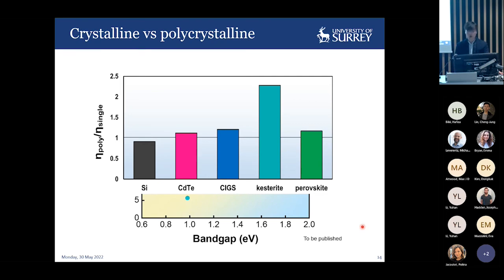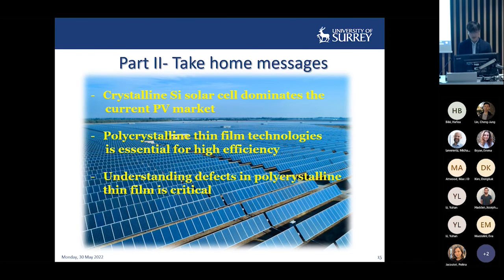And also all these small defects such as grain boundaries, and there are many more defects in polycrystalline material, need to be carefully understood for further efficiency enhancement. So this is giving you an idea why we need to study nanoscale defects in this kind of material. So this was a brief introduction to the current PV market and where we are heading in terms of thin film technologies.